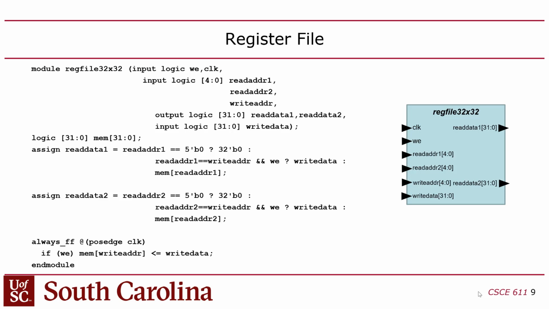You're allowed to write to register 0, but if you read from register 0, you don't get what you last wrote. You get 0 back, right?